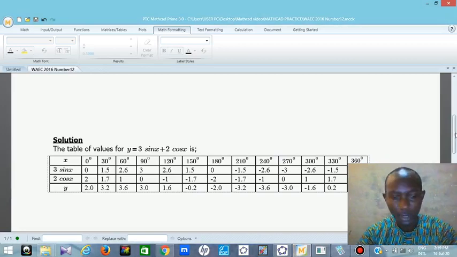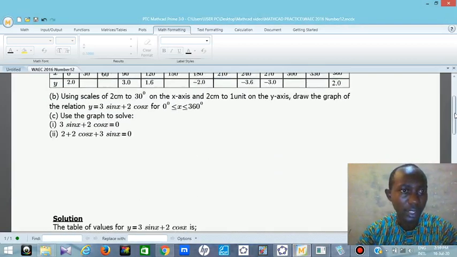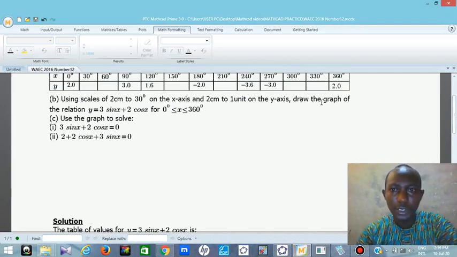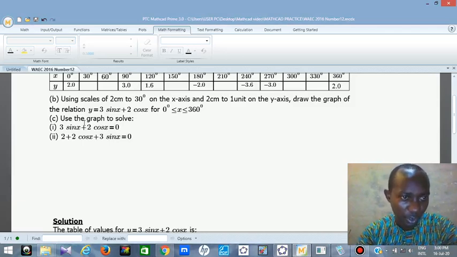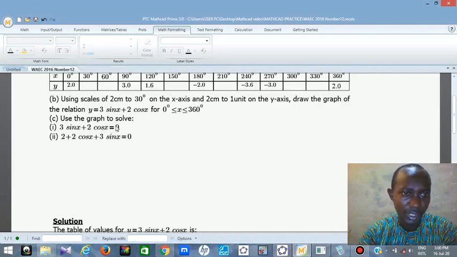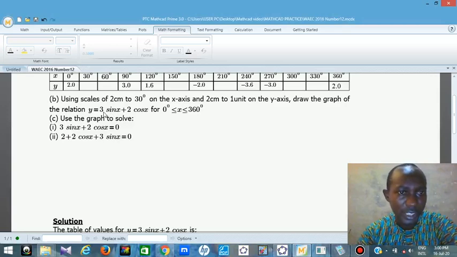So we have done the B part of the question. You have drawn the graph of the relation. So B is complete, no mistake, everything is perfect. Just make sure your curve is smooth and neat. The next thing is to solve. Use your graph to solve 3 sine x plus 2 cos x equal to 0. Remember the graph we just plotted is 3 sine x plus 2 cos x.